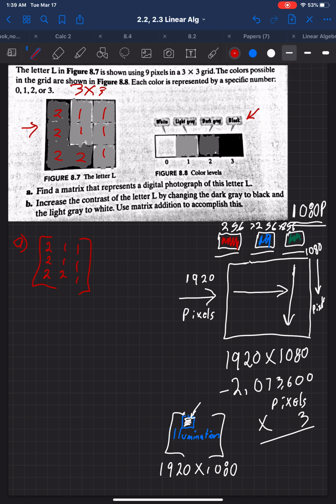But what you decide to do is, you know how you get into your editing and you start touching up your photos and changing things before you post them on your social media site. You decide to start changing some things around, maybe. So let's just take this letter L. It says, part B, increase the contrast of letter L by changing the dark gray to black and the light gray to white. Okay, so what we now want, let me start with what we want.